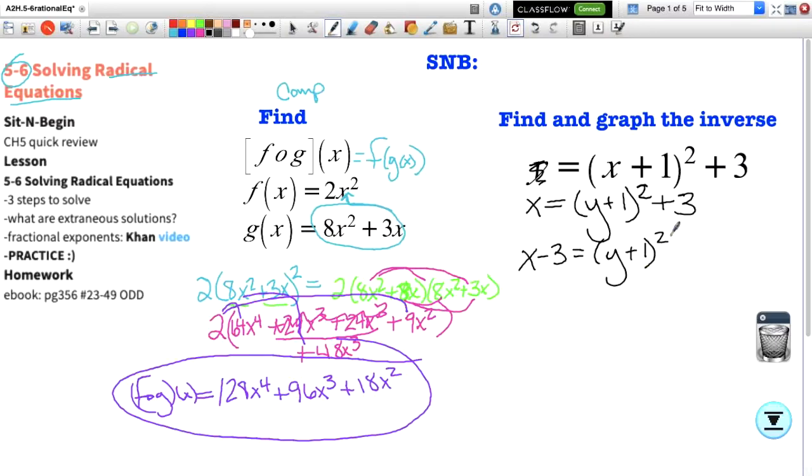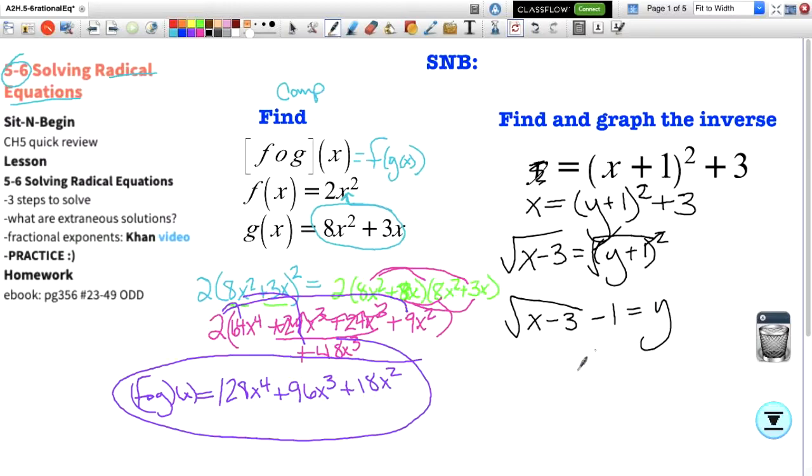Now, because the squared is the only piece that's left here besides the plus 1, but I can't get to that till I get rid of this, I'm going to do the inverse of squaring, which is square rooting. Cancel, cancel. Last step, I'm going to minus 1 minus 1. I have square root of x minus 3 minus 1 equals y.